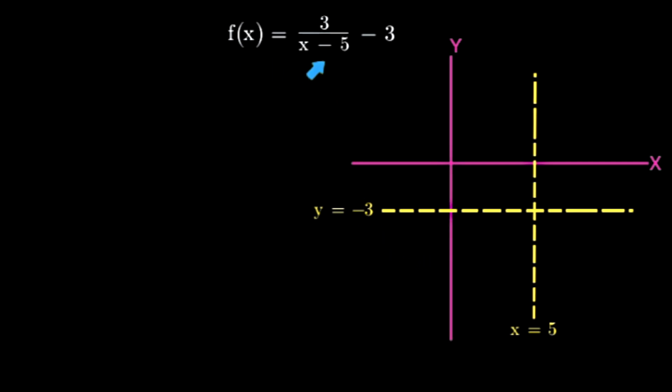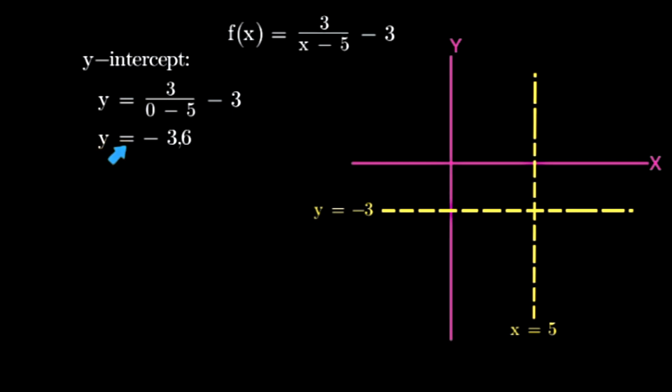Now, how do we calculate the y-intercept of any function? Well, we make the x-coordinate a 0. So our y-intercept will then be y is equal to 3 over, and in the place of x we're going to put a 0 minus 5 minus 3. We do this calculation on our calculator and you will see that our y-coordinate is equal to minus 3,6. So this is our y-intercept. So we go to minus 3,6, which I think is right about there. We plot in that point and we write the coordinates as 0 and minus 3,6.